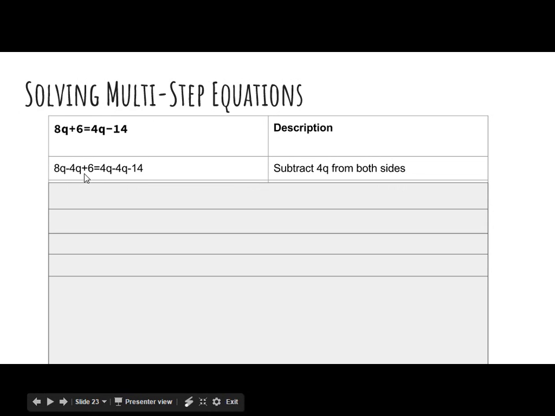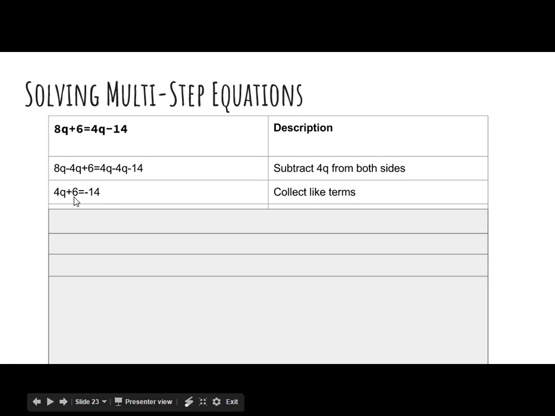So when I then collect all of my terms that are alike, 8q and 4q are alike, so they can be combined together, and then this 4q and this 4q can be combined together too. But when I collect them all together, I'm left with 4q plus 6, and that equals negative 14. Now I'm left with all of my q's on the left side like I want, and now I need to get all of my numbers to the right side.